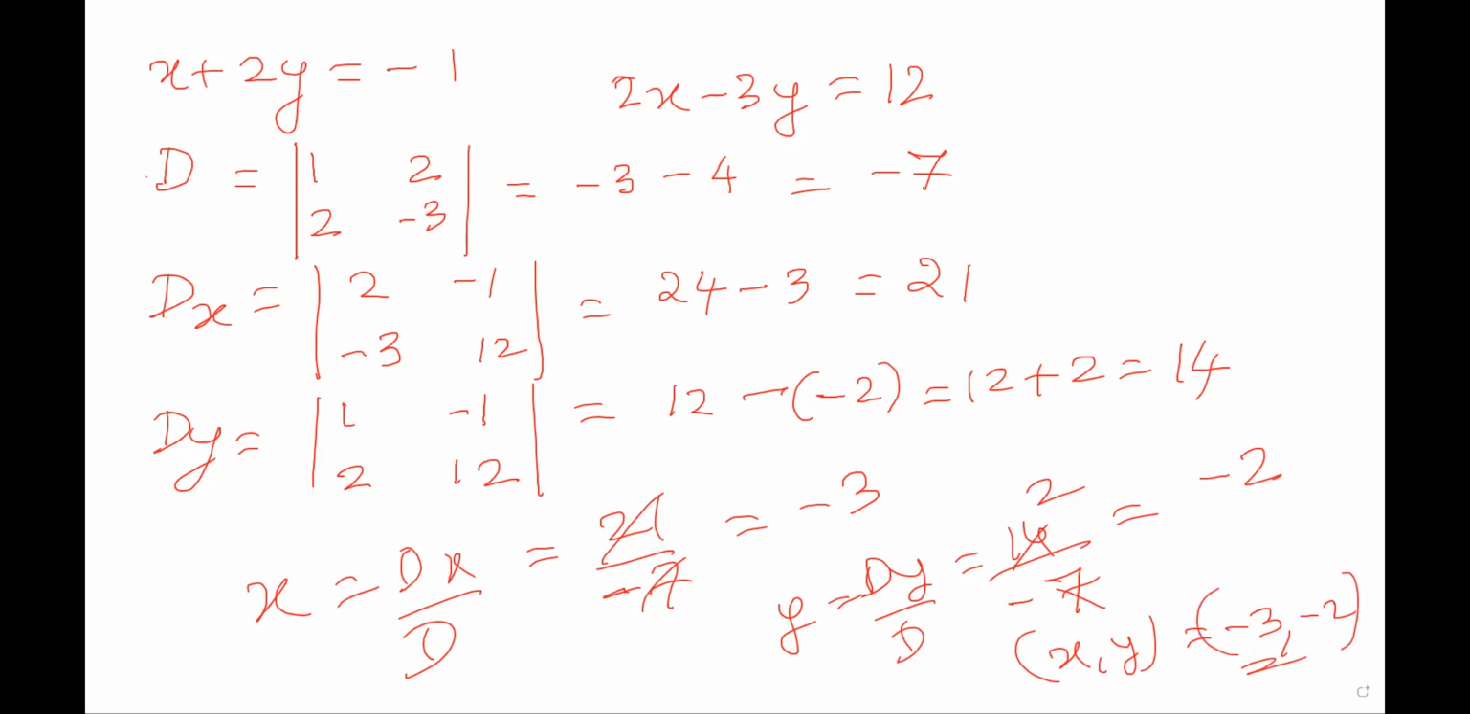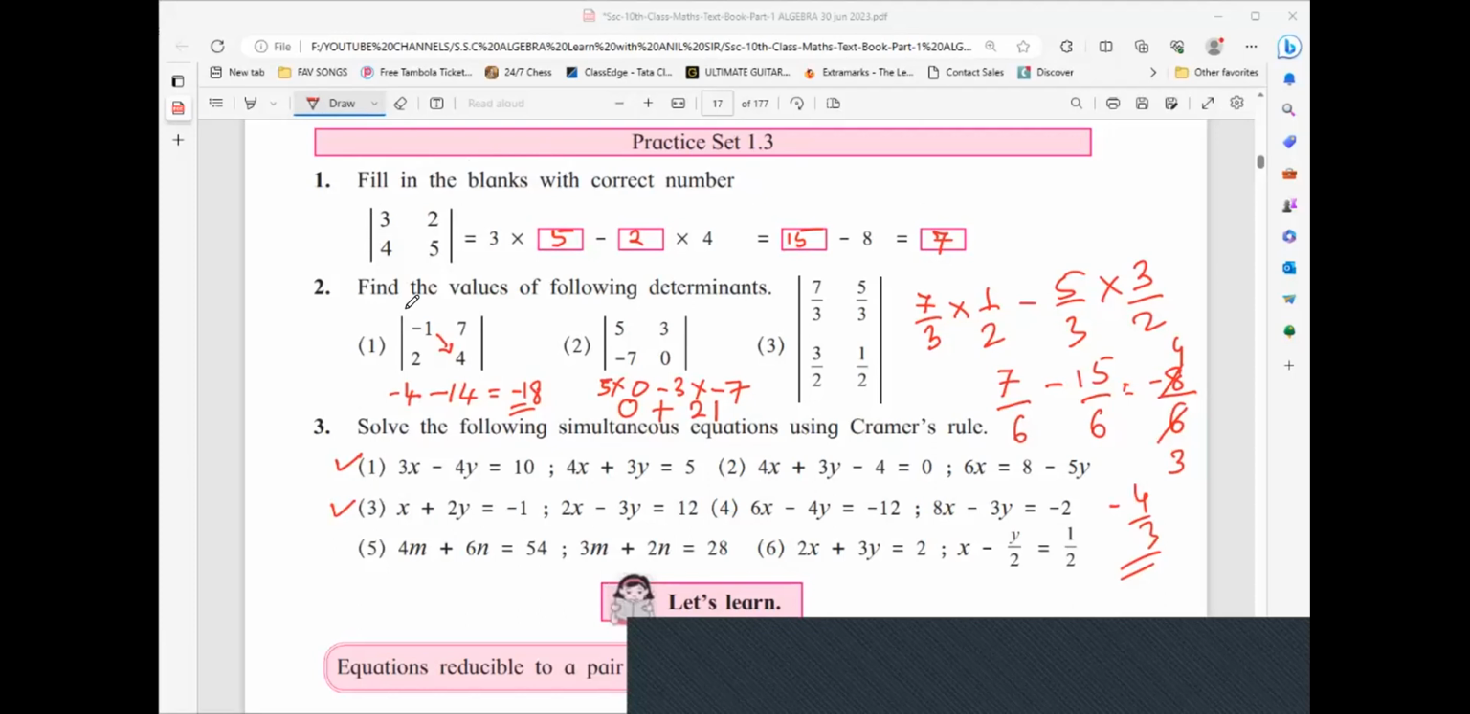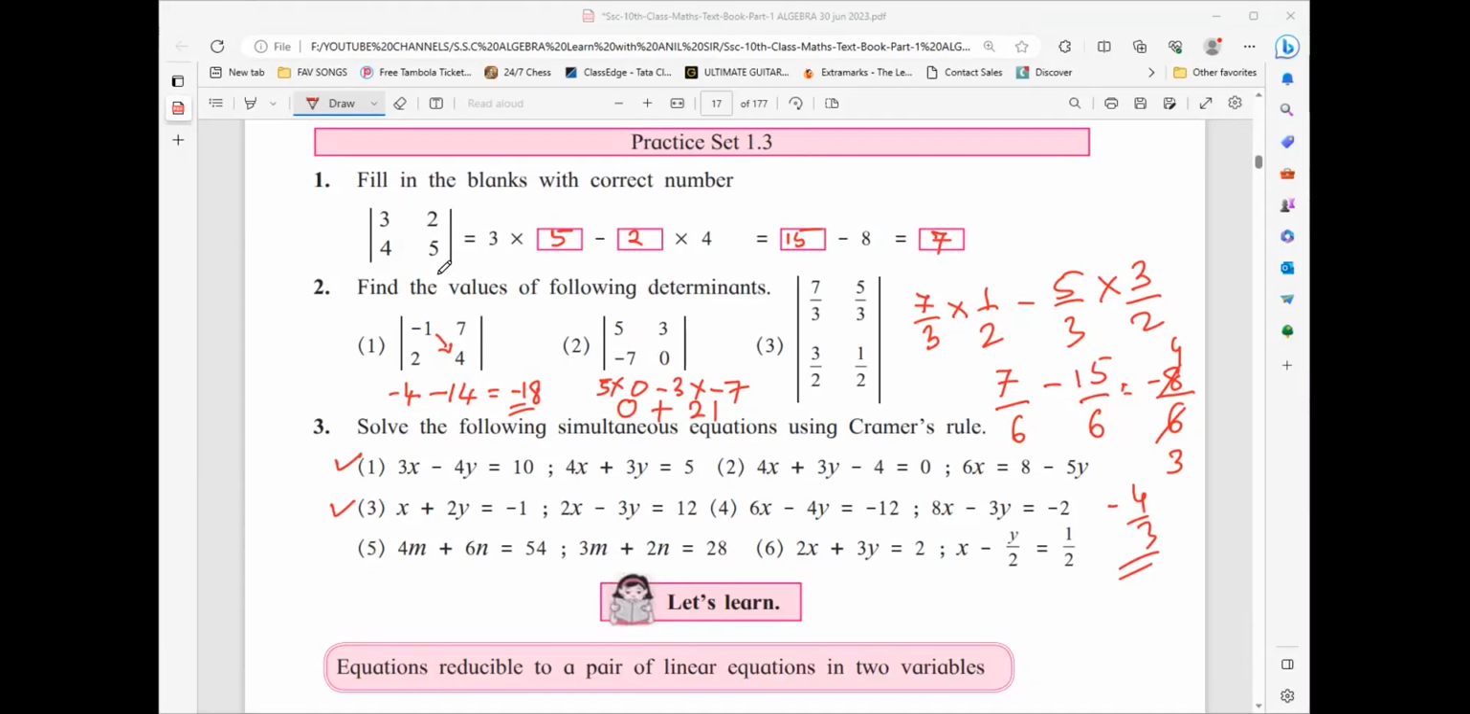That's the second question. I hope you all have understood it. We'll just stop the share here and share the screen again for the textbook. So we have understood today's problem set, practice set 1.3. What is a determinant? How do you find the value of a determinant? How do you find D? How to find Dx? How to find Dy? And how to find x? x is equal to Dx upon D and y equal to Dy upon D.